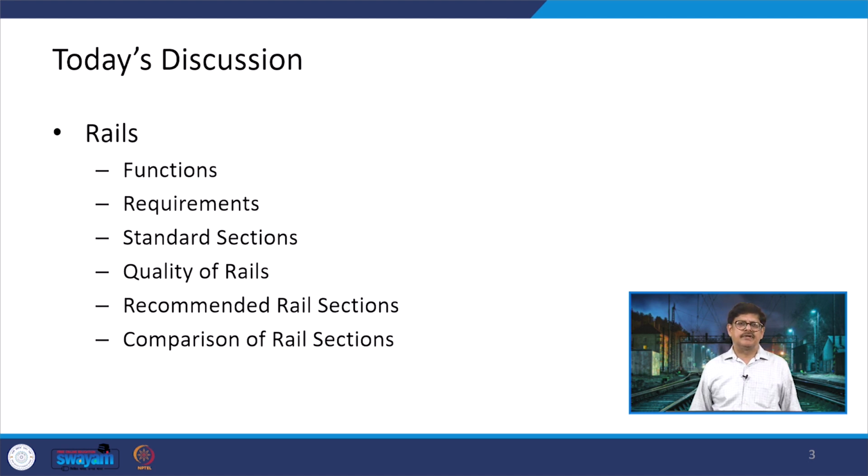Now, in today's discussion, we are going to discuss certain aspects related to rails. The first one is the various functions which the rails provide. Second, what are the requirements associated with the rails? Third, what are the standard sections which are in use on Indian Railways for different purposes at different locations? Then, how is the quality of rails classified? What are the recommended rail sections, and a comparison of the various rail sections.